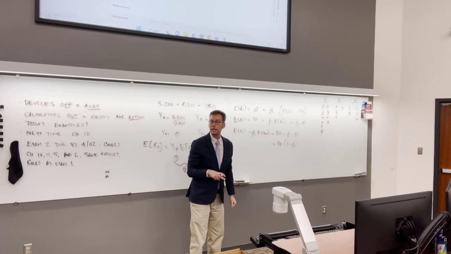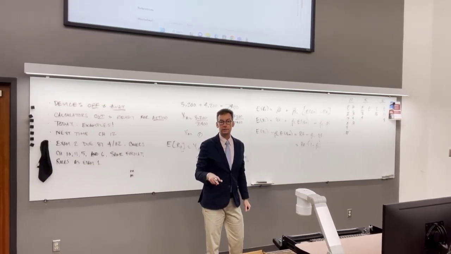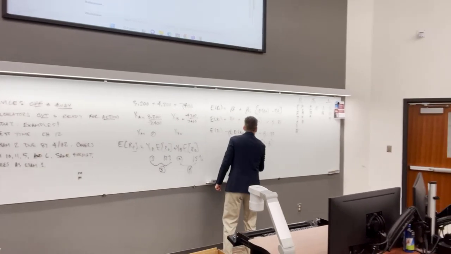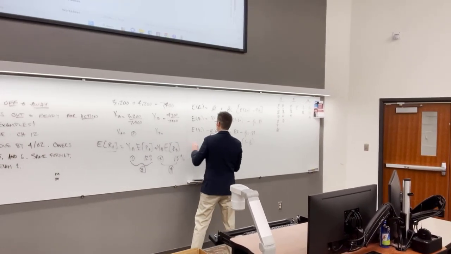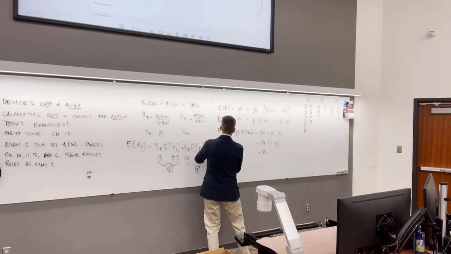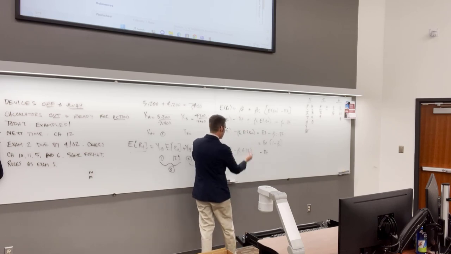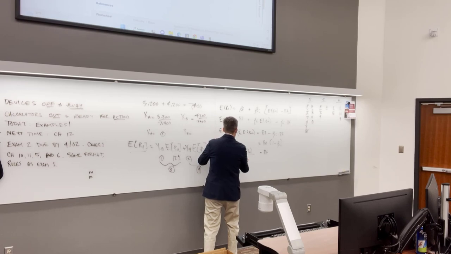What is the last step that I need to do to get R sub F by itself? Divide by, right? And so I'm going to say R sub F is equal to the expected return on the stock minus beta I times the expected return on the market, divided by 1 minus beta sub I.